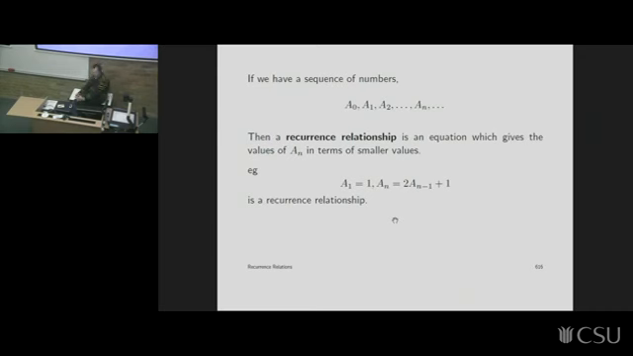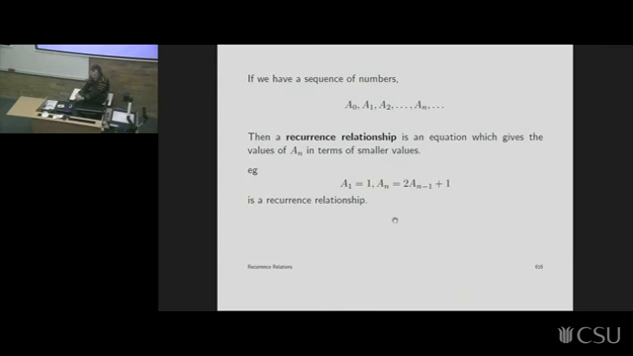So recurrence relationships really are looking at a sequence of numbers that you index by an integer. Sometimes you want to start them at 0, sometimes you start them at 1. Doesn't make much difference really. So I've got a bunch of numbers, A0, A1, A2, just a bunch of numbers, and they're indexed by the countable numbers.